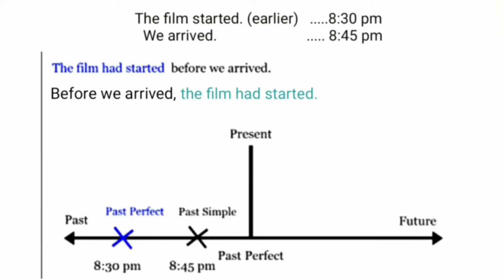Look at the timeline given here. There are two events happening in the past. The film started at 8:30 p.m. We arrived at 8:45 p.m. The event which started earlier is the first one. We'll write the earlier event in the past perfect form. The other event is written in the simple past tense. So, in one sentence, we can write, the film had started before we arrived, or before we arrived, the film had started.